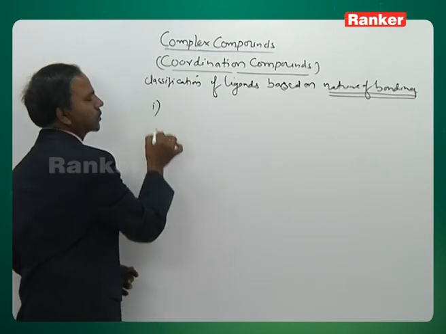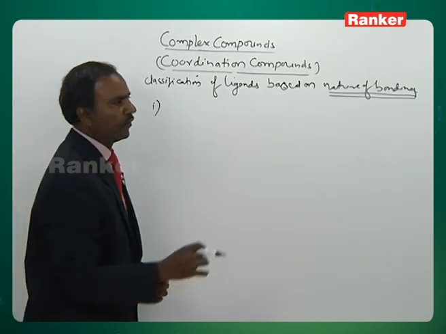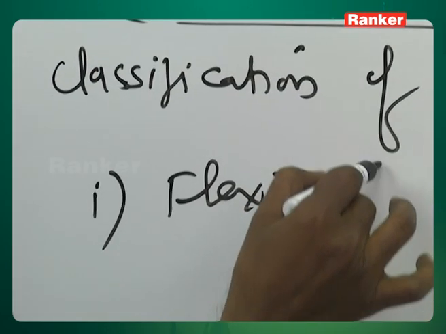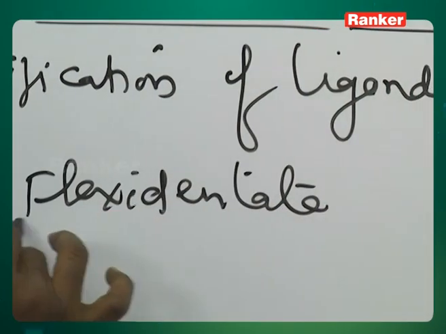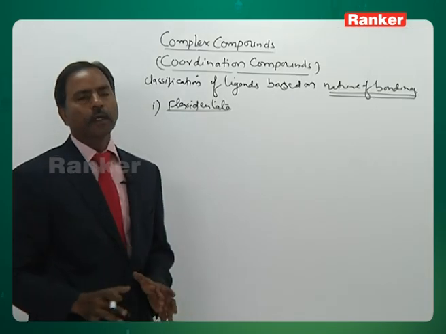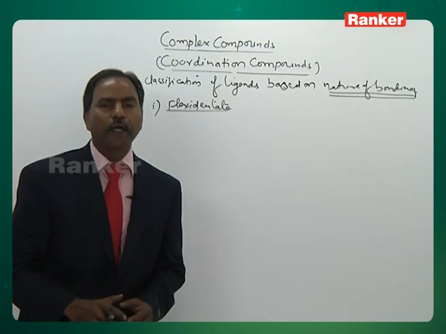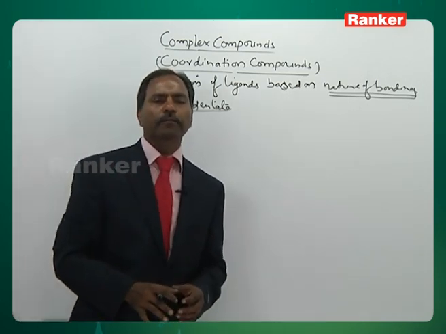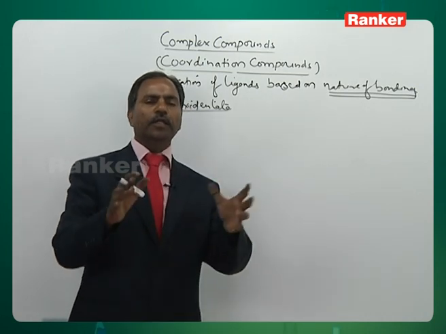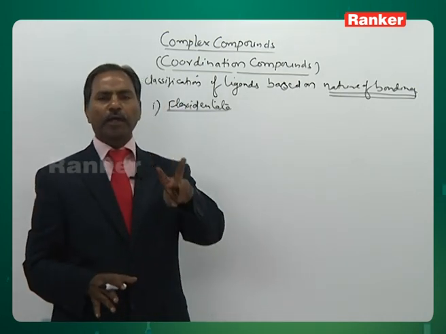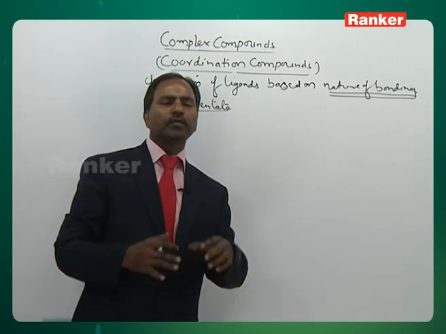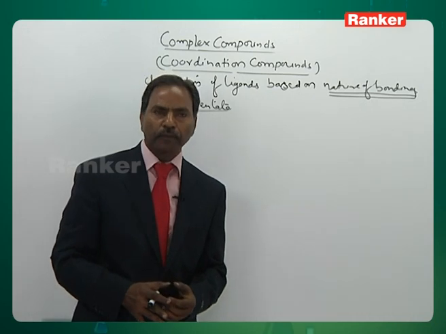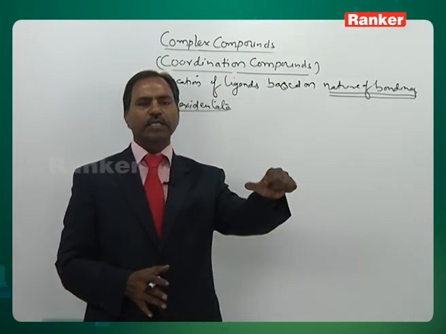First one, let me introduce flexidentate ligands. Look here, some of the ligands which are actually polydentate may or may not use all the donor atoms in bonding. Suppose you are taking the sulfato ligand. It is actually a bidentate ligand, but often it uses both donor atoms, and often it may not use both donor atoms. So it is acting as bidentate and also as monodentate.